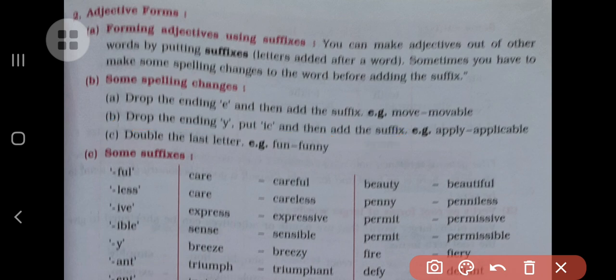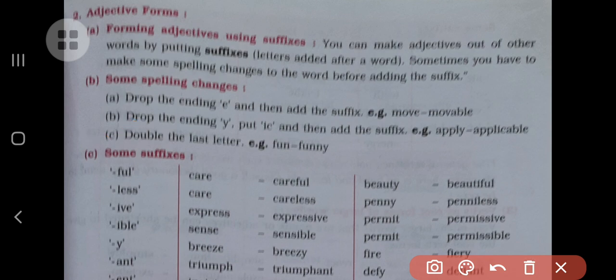Now the next way: drop the ending y and put ic, then add the suffix. Here the word given is apply. The spelling of apply is A-P-P-L-Y, which is also a verb, but when we want to convert it into an adjective, we have to make a change in the spelling. So look now, what is the spelling of applicable? A-P-P-L-I-C-A-B-L-E. Here it means that in APPLY, the ending letter y we are dropping, and in its place we are adding ICABLE. Understand? So there the suffix is added.